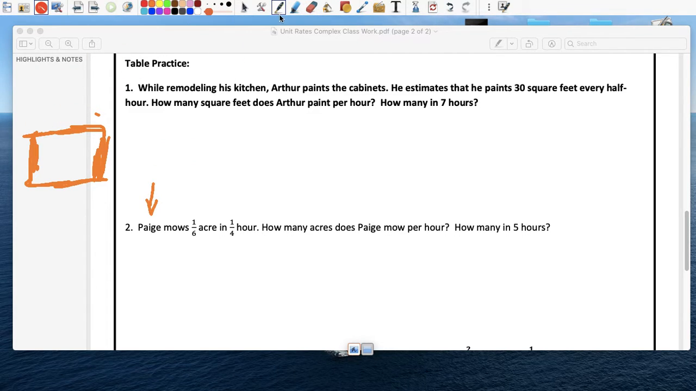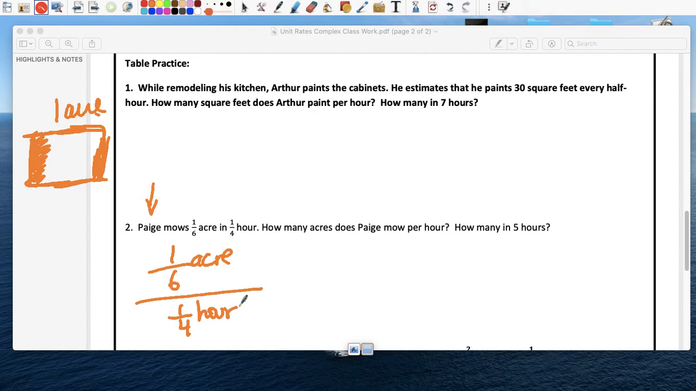So Paige, she can mow, cortar grama. Si eso todo es 1 acre, en un cuarto de una hora ella puede hacer esto. Nada más de 6 partes, una parte. En una hora, ¿cuántas partes puede ella mow, cortar grama? So 1/6 of an acre, she can do that in 1/4 of an hour. ¿Qué es un cuarto de una hora? 15 minutos. 1/4 of an hour. So how many acres can she do in 1 hour?